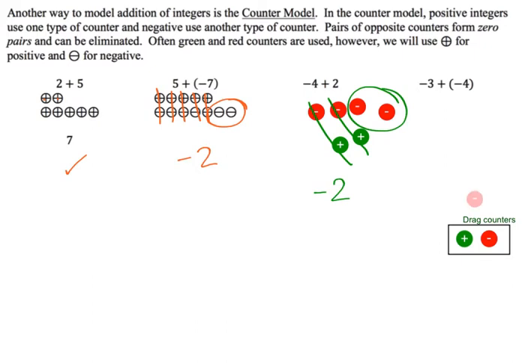Next example, negative 3 and negative 4. So there's my negative 3, and I'm going to add to that negative 4. Now negative 3 plus negative 4, since they're all negatives, you don't get rid of anything, and you just get negative 7 as your answer.